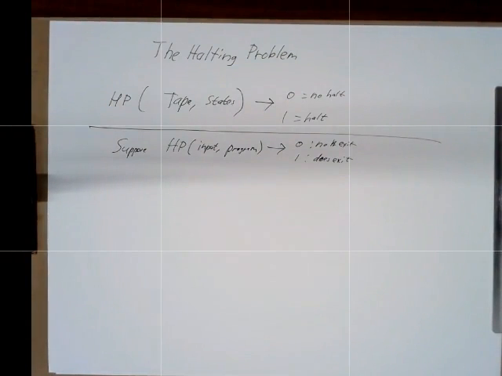You've got to be able to do this in a finite amount of time. If your program never gives an answer, it's not really a solution to the halting problem. Okay, it might take 1,000,000 years, that's okay. As long as eventually it will give me either a 0 or a 1 back, it's a solution to the halting problem.